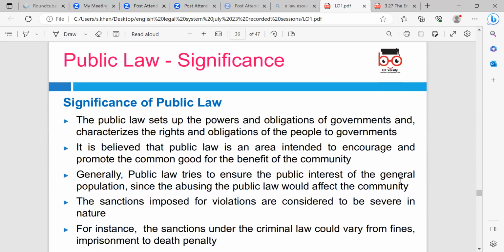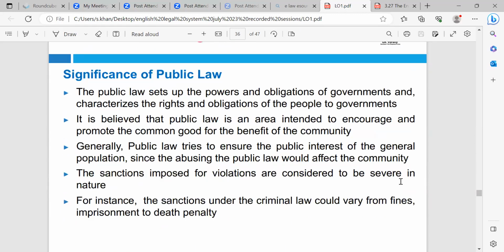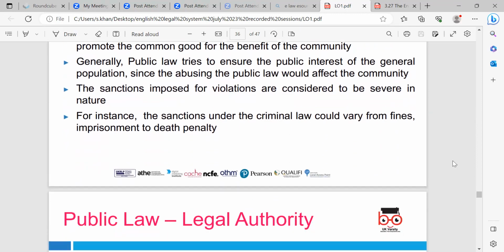So, significance of public law. The public law sets up the powers and obligations of governments and categorises the rights and obligations of the people to governments. It is believed that public law is an area intended to encourage and promote the common good for the benefit of the community. Generally, public law tries to ensure the public interests of the general population, since abusing the public law would affect the community. The sanctions imposed for violations are considered to be severe in nature. For instance, the sanctions under the criminal law could vary from fines and imprisonment to the death penalty.